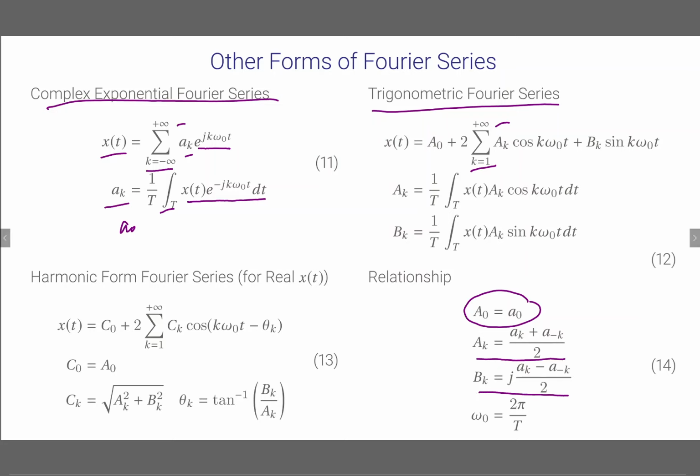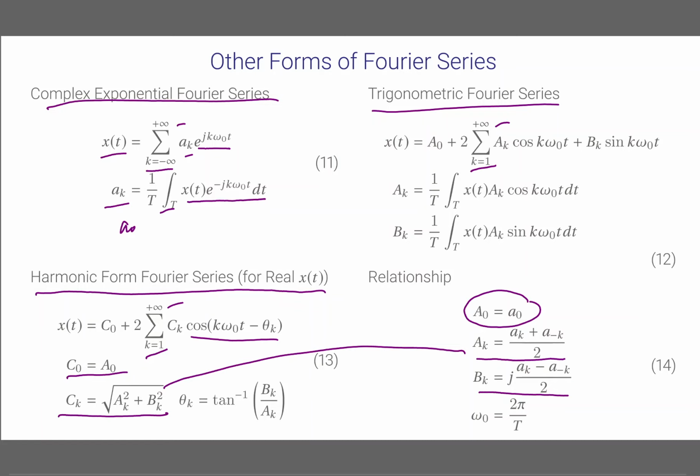Then you have the harmonic Fourier series for real x(t): C naught plus 2 times the sum for k from 1 to infinity of Ck cos(k omega naught t minus theta k). So C naught is a naught, Ck is the square root of Ak squared plus Bk squared, these values, and theta k is equal to tan inverse of Bk divided by Ak.